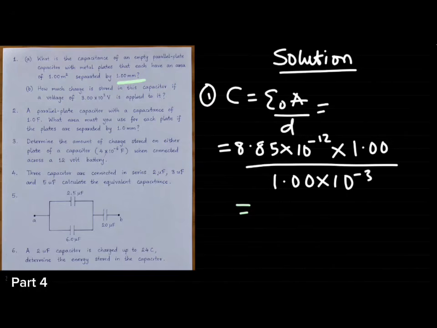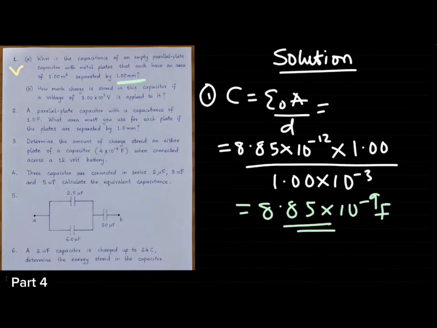So therefore, my answer will be given as 8.85 times 10 raised to the power of minus 12 times 1 divided by 10 raised to the power of minus 3. My answer will be given as 8.85 times 10 raised to the power of minus 9 farad. Please confirm that with your calculator when you're solving.